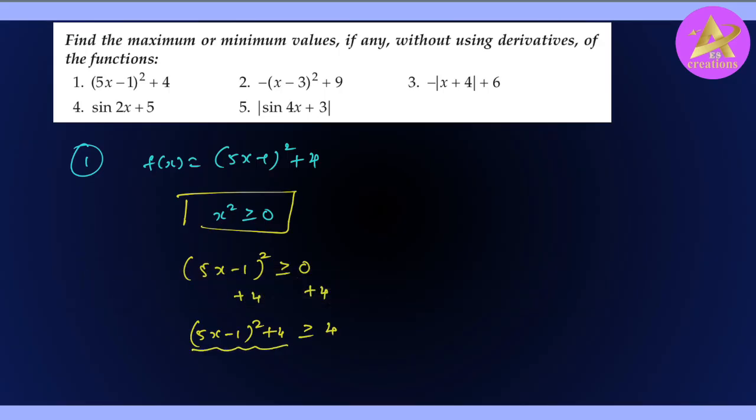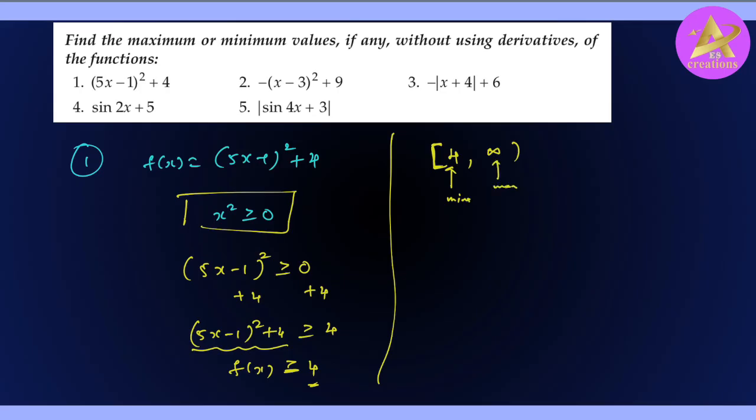This is nothing but f of x. f of x is always greater than or equal to 4. That means the minimum value is 4. Because of the equality symbol, we have to take a closed interval. It starts with 4 and goes up to infinity. This is the minimum; it goes up to infinity, and the maximum is infinity only. Like this you have to solve.